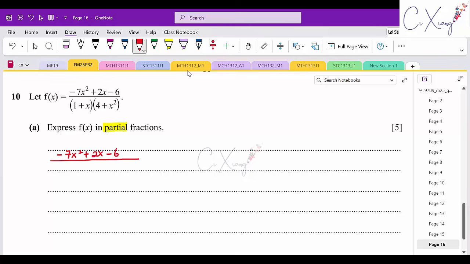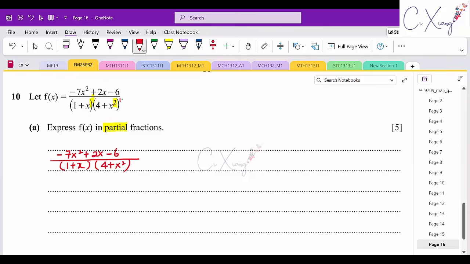So for the denominator here, you have 1 plus x and also 4 plus x squared. Let's have a look at the power of x here. In the first bracket, it is power 1. Outside the bracket, also power 1. So it is a linear factor. Then for the second bracket at the denominator, you can see that the power for x is x squared, and outside the bracket is also power 1. So this is actually the quadratic factor.